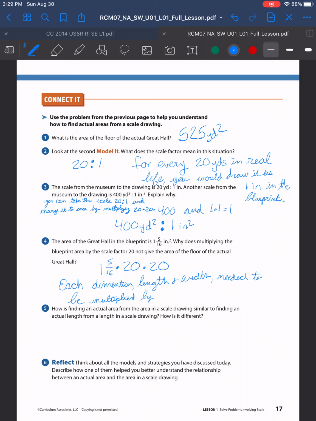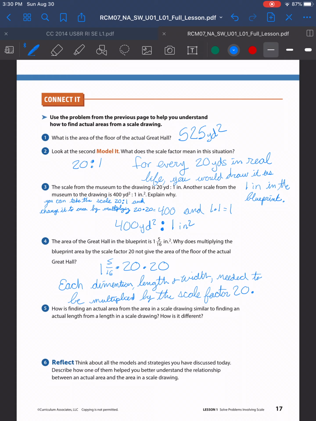Each dimension, length and width, needs to be multiplied by the scale factor. Okay, you can't just multiply it once by 20 and be like, ta-da! You have to do it twice because the length and the width needed to be multiplied by 20.